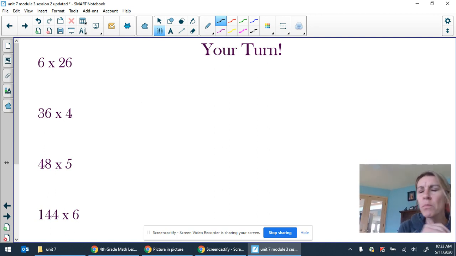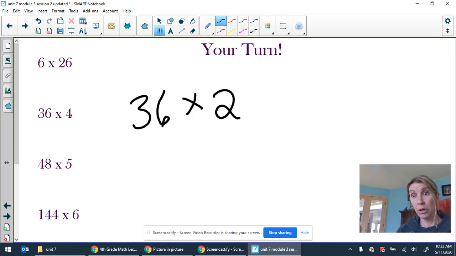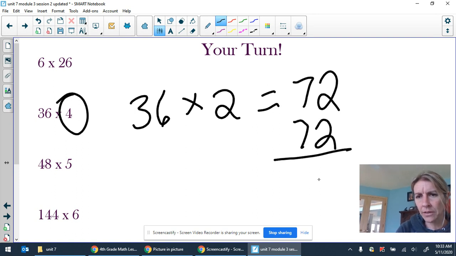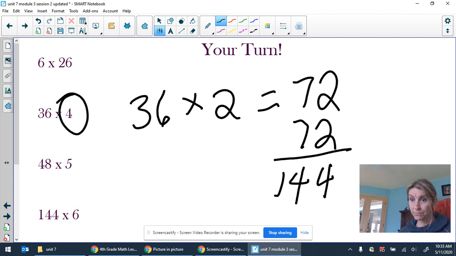36 times 4. I'd almost do 36 times 2 for this one. Let's talk about partial products. 36 times 2 is 72. And then I just double it because we know 4 is double the 2. So 72 plus another 72. The answer to that one is 144.